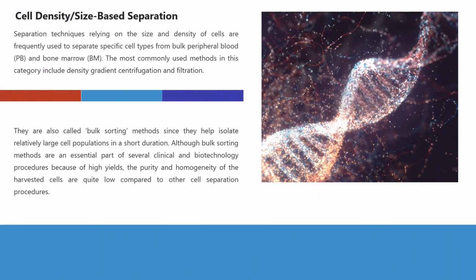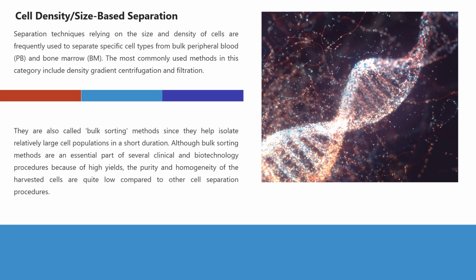Cell density/size-based separation. Separation techniques relying on the size and density of cells are frequently used to separate specific cell types from bulk peripheral blood and bone marrow. The most commonly used methods in this category include density gradient centrifugation and filtration. They are also called bulk sorting methods since they help isolate relatively large cell populations in a short duration.